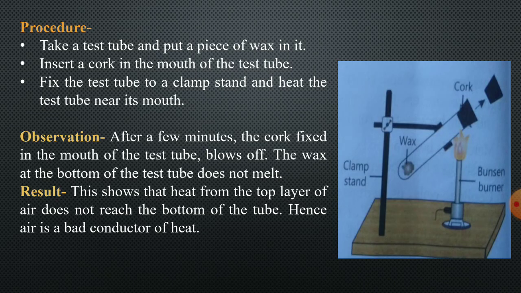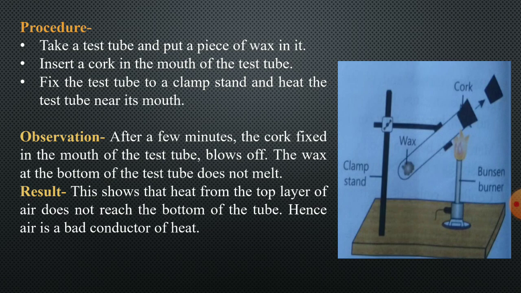After some time, the cork fixed in the mouth of the test tube blows off. It is because of the pressure exerted by the hot air, the air present near the mouth of the test tube, which becomes hot and exerts pressure. Because of that pressure exerted by the hot air, the cork blows off. But one more thing we will see: the wax present at the bottom of the test tube does not melt. Why does it not melt?